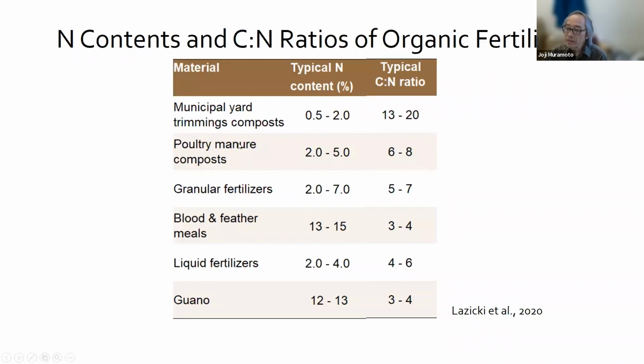They tested 6 different kinds of material and multiple materials for each one: municipal yard waste trimmings compost, poultry manure compost, granular fertilizers, blood and feather meal, liquid organic fertilizer, and guano. The typical nitrogen contents change from low, less than 1%, to high, like 12 to 13%. And the typical C:N ratio changes from high, 13 to 20, down to 3 to 4.